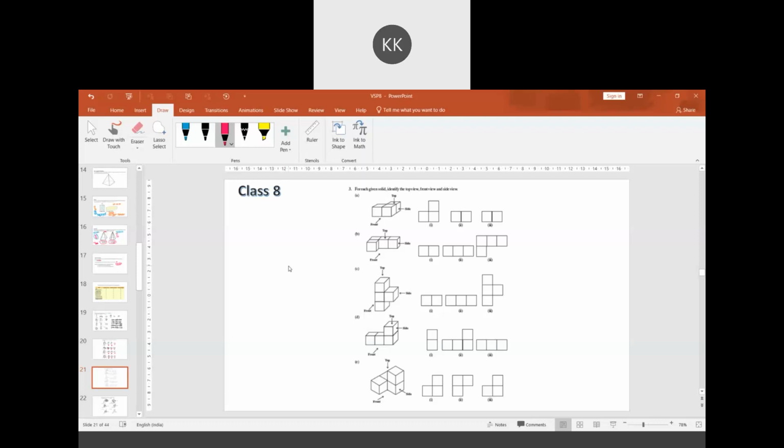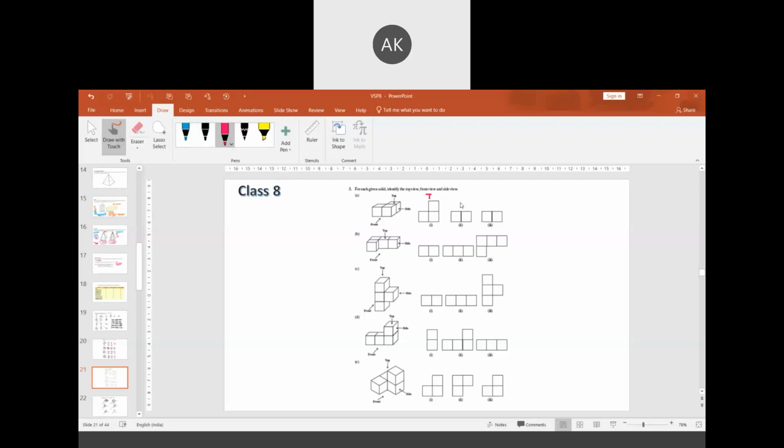Third one. For each given solid, identify the top view, front view, and the side view. Top view, sir. This first one is a top view. Yes, correct. It is top view. Side view and front view, sir.